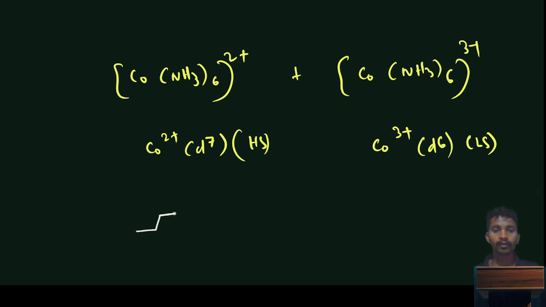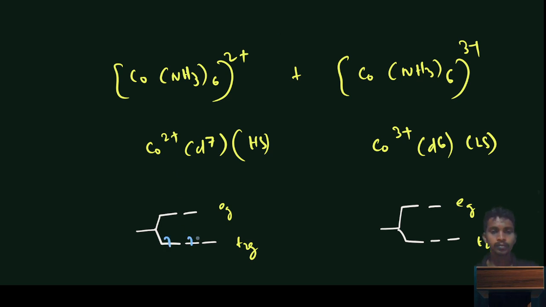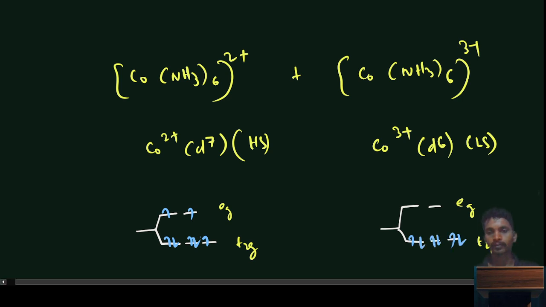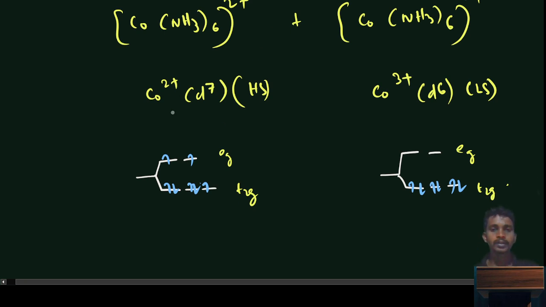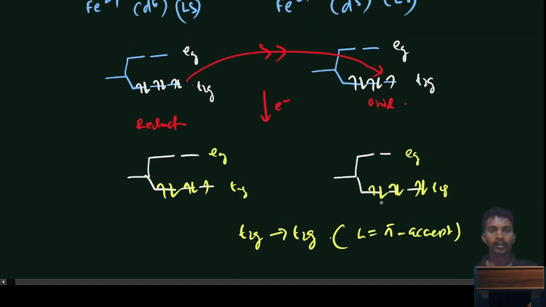So if you do the electron filling, fill the electrons. This is Eg, and this is T2g, this is Eg, and this is T2g. So electrons are 1 2 3 4 5 6 7, and here the electrons are 6, so 1 2 3 4 5 and 6. Okay, so now this is high spin, and this is a low spin complex. So electron transfer always happens from reductant to oxidant.